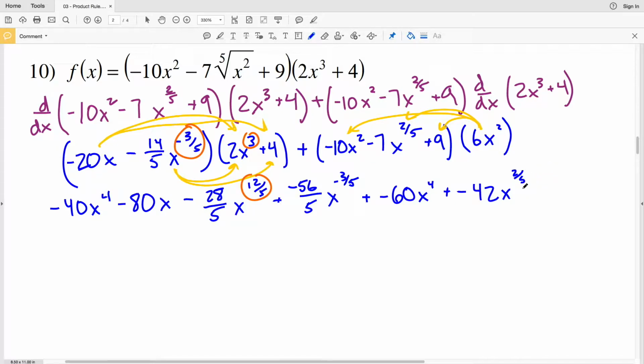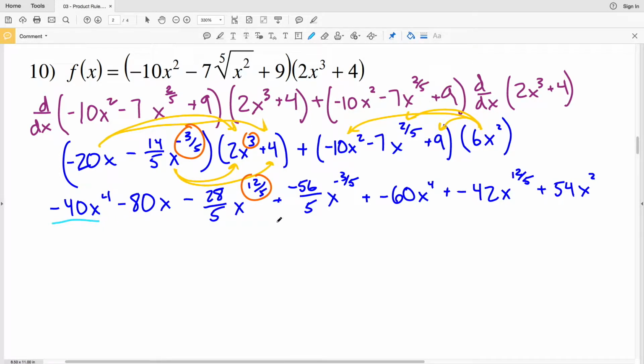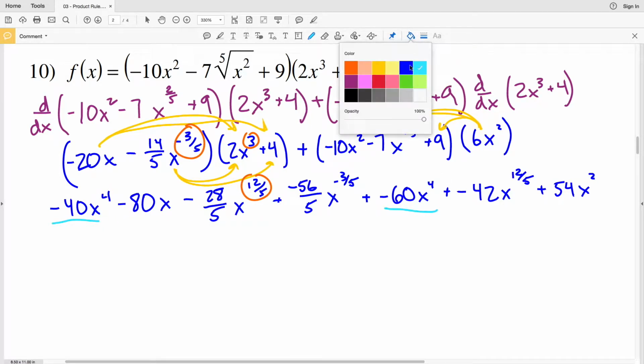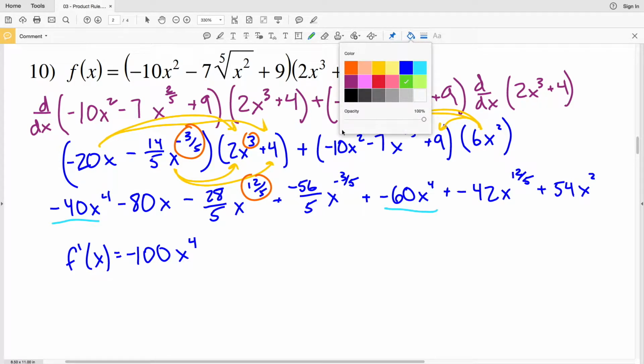So that's negative 42x to the 12/5. And then I'll add that to 9 times 6x squared, which is 54x squared. So now, combining my like terms, negative 40x to the 4th and negative 60x to the 4th, the derivative of my function is going to equal negative 100x to the 4th.